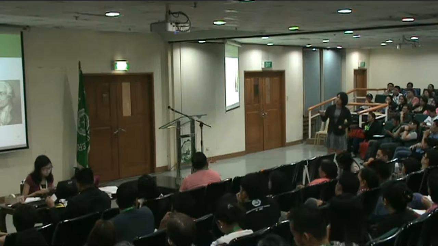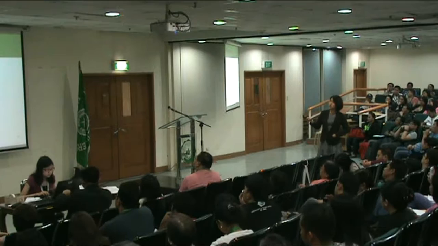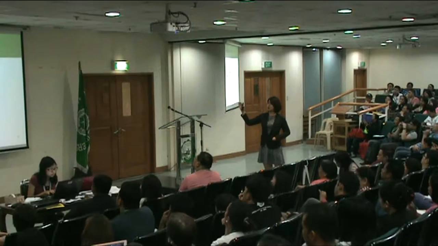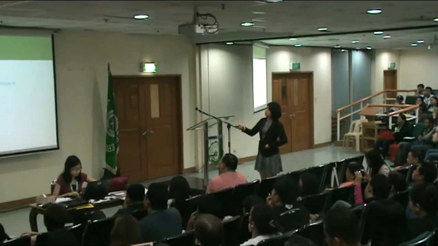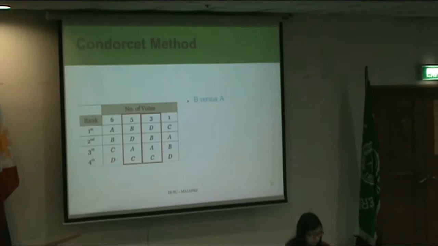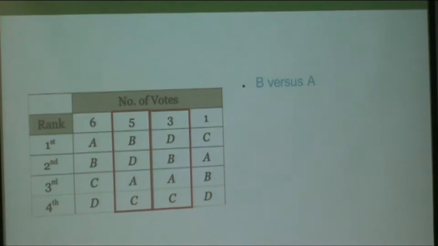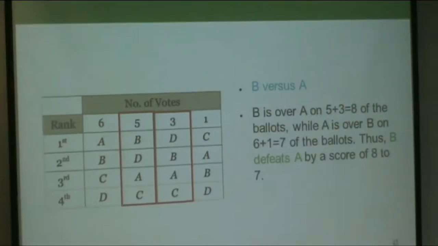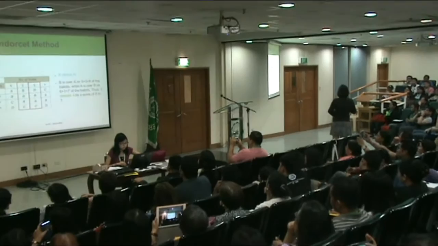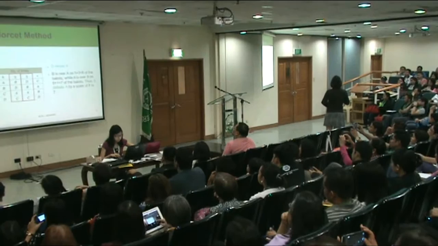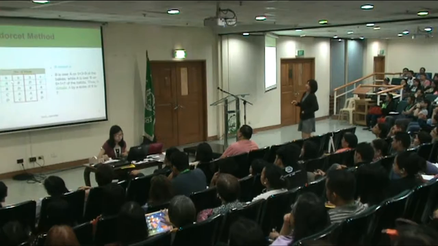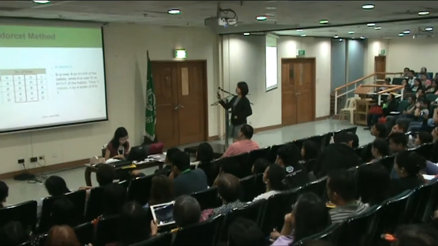Let's have a demonstration. First, I pick B versus A. The ones with the red box are the ones wherein B has a higher rank compared to A. The ones without the box mean A has a higher rank compared to B. Next, we count. B is higher than A on how many votes? 5 plus 3. So B wins over A on 8 ballots, while A wins over B by just 7 ballots. In this case, B defeats A.